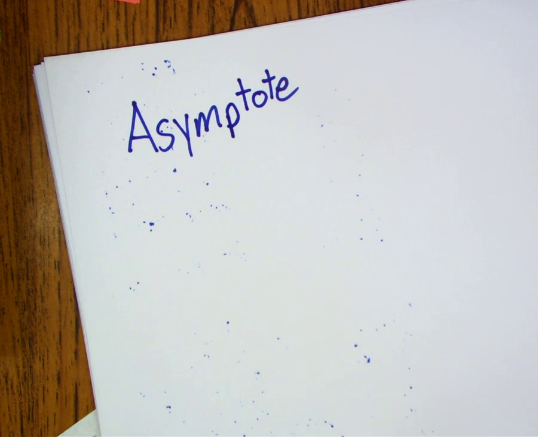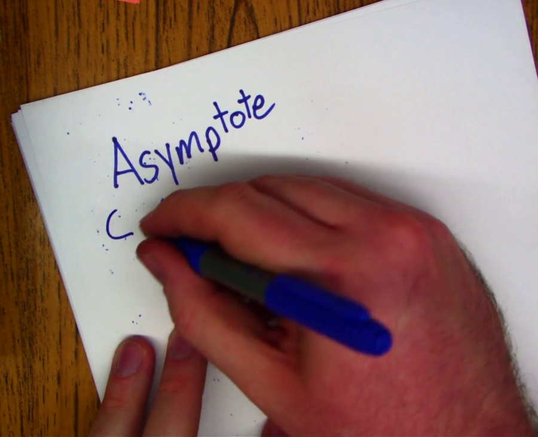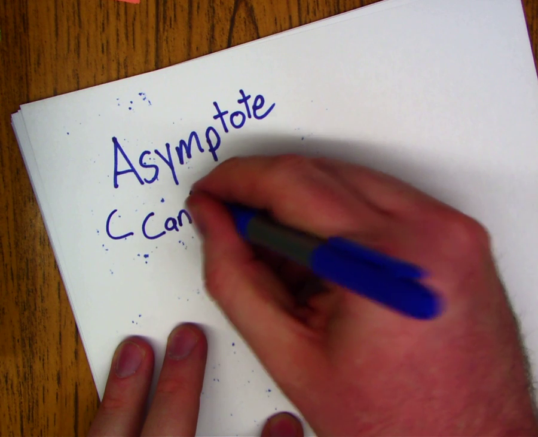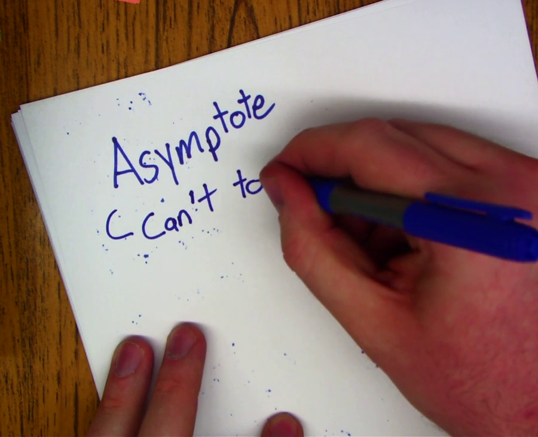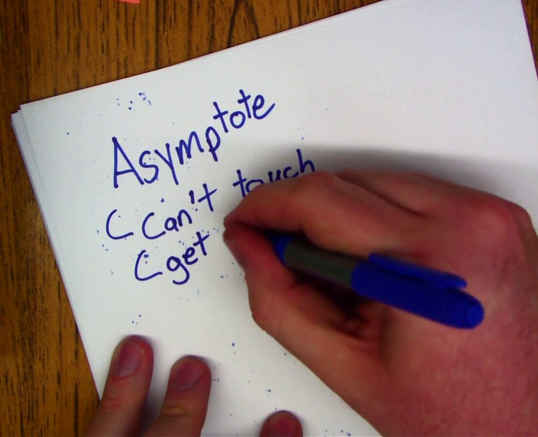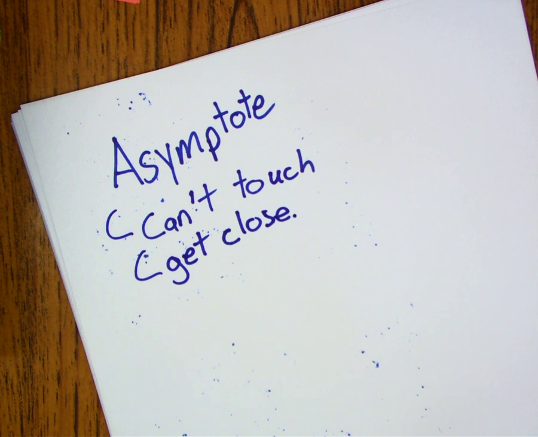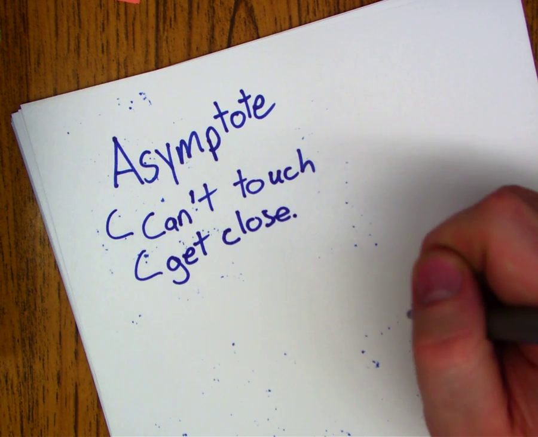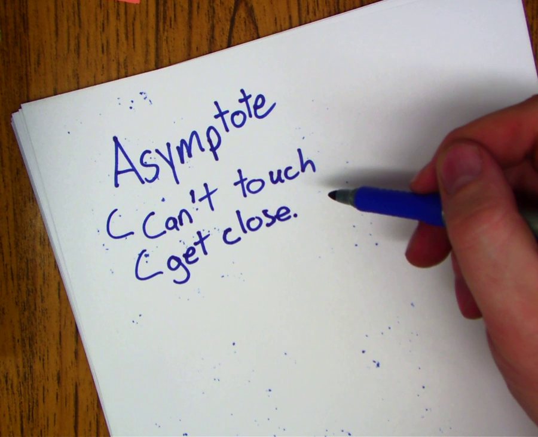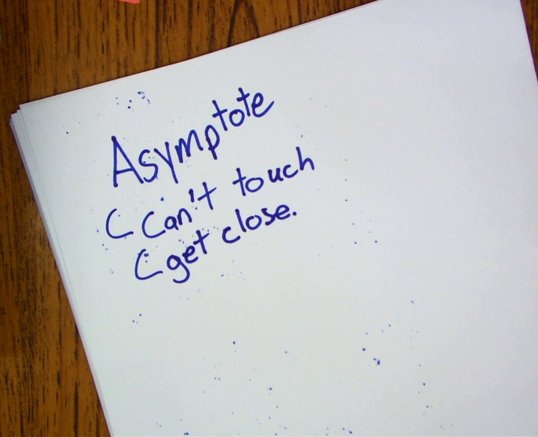Alright, so asymptote. And just remember, your graph can't touch it, but it can get close. Alright. If it touches, then that's bad. But it can get close. That's okay. The closer you get, more danger there is of touching. But as long as the graph does not touch, then you are okay.